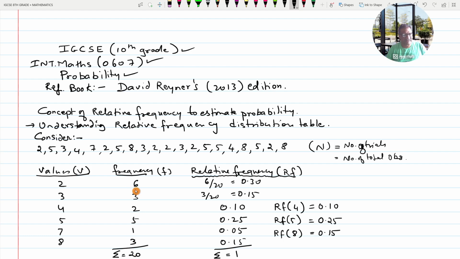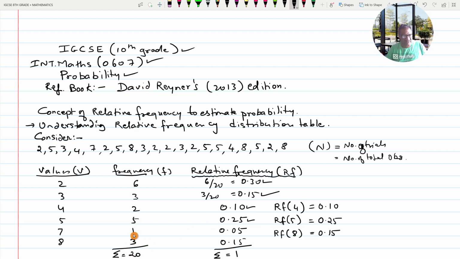So, one by one, if you take the frequency, 6, and divide by 20, you will get the answer 0.30. This is the relative frequency of 2. In the same way, 3 divided by 20 works out to 0.15. This is the relative frequency of 3. The relative frequency of 4 will be 0.10. The relative frequency of 5 will be 5 upon 20, which works out to 0.25.